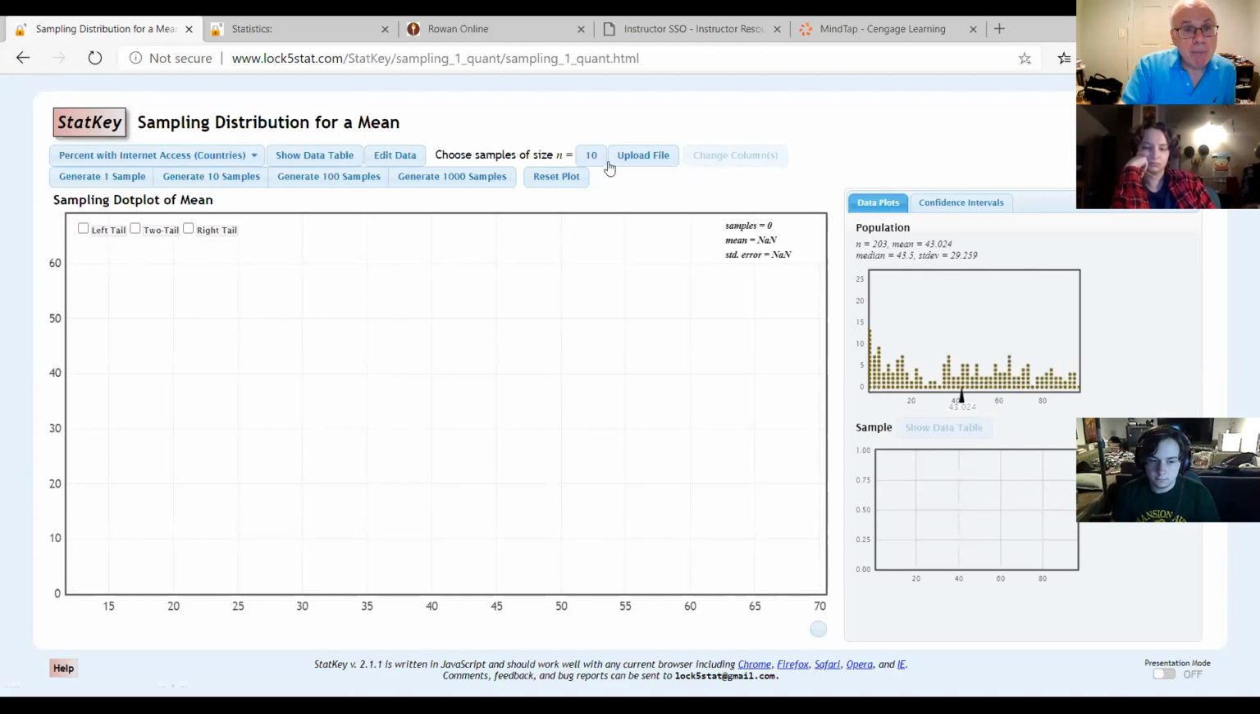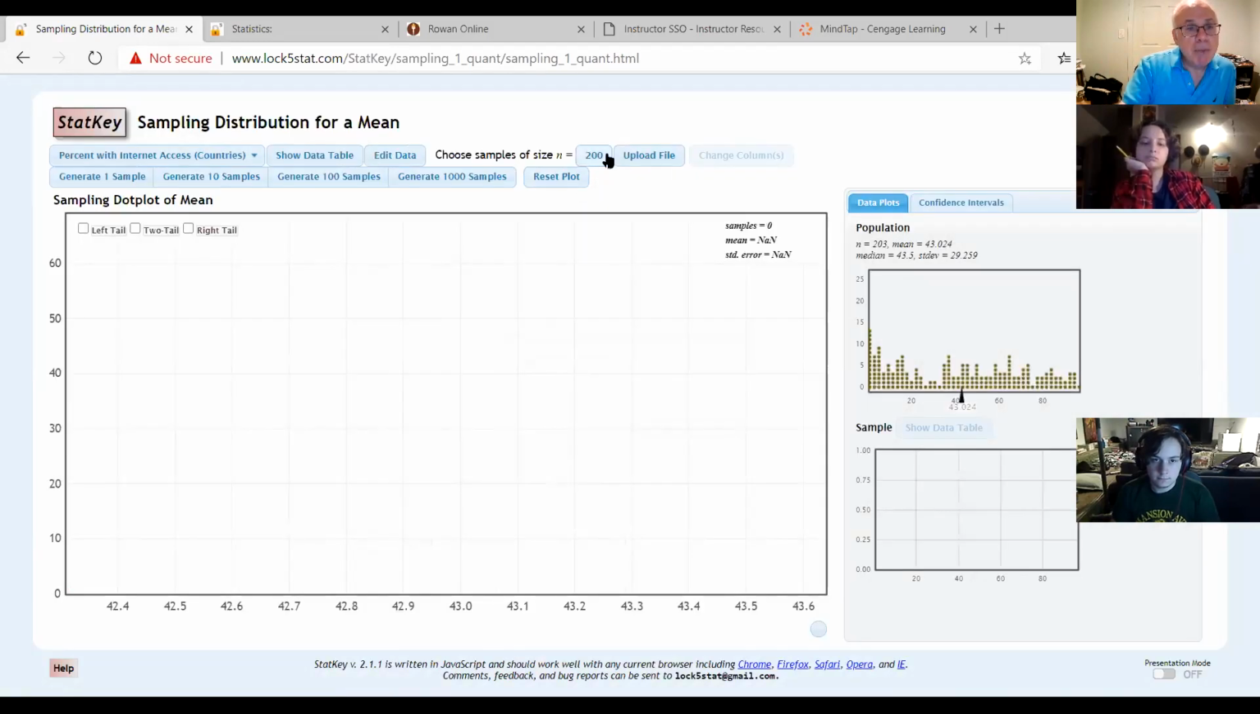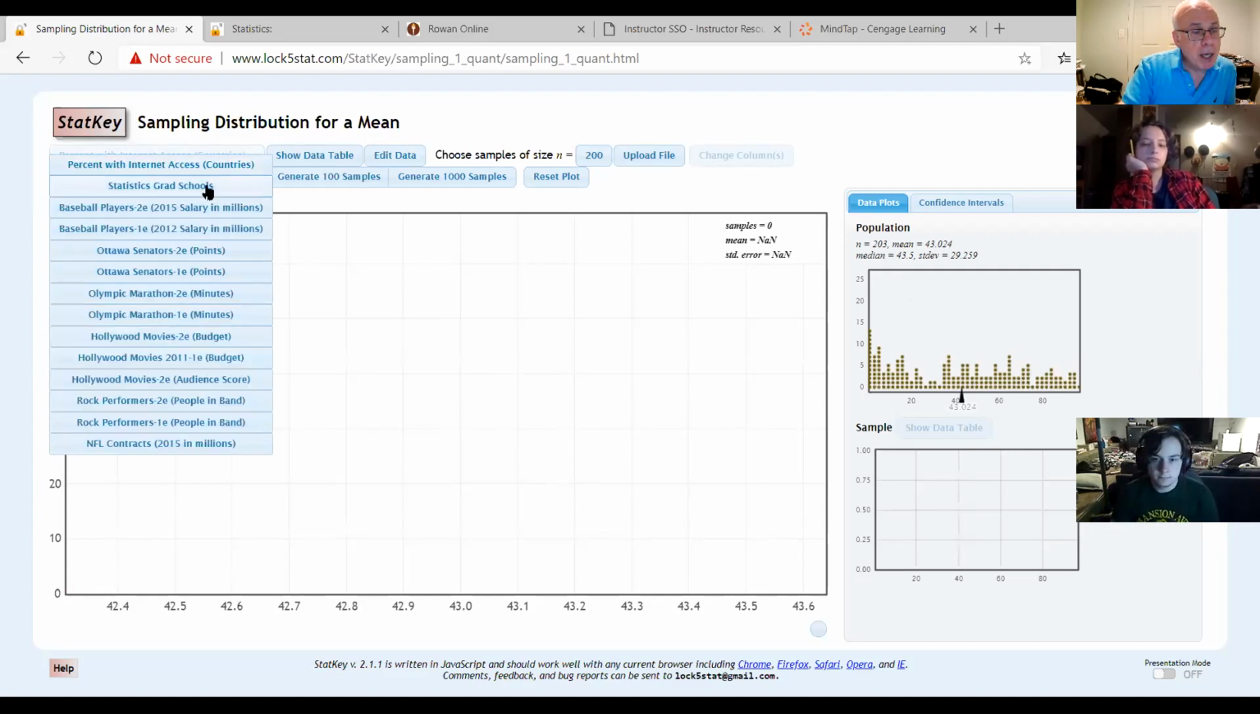We could generate a sample size, I don't know, 200. Making it up. All right, samples of size 200. Now, they do have samples in here with different means in them.